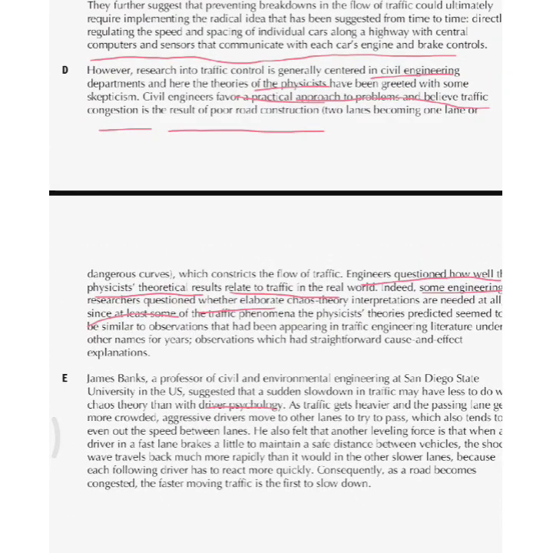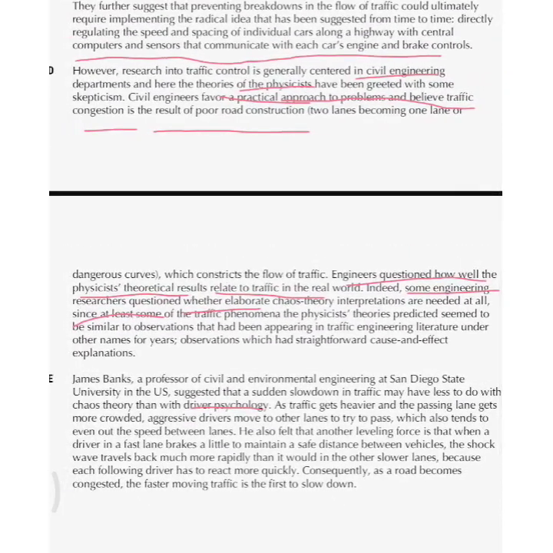As traffic gets heavier and the passing lane gets more crowded, aggressive drivers, again they are talking about the drivers, aggressive drivers move to other lanes to try to pass, which also tends to even out the speed between the lanes. Again, how some of the drivers who are aggressive in nature, when they want to pass a lane or overtake another person, how they affect the speed between the lanes.